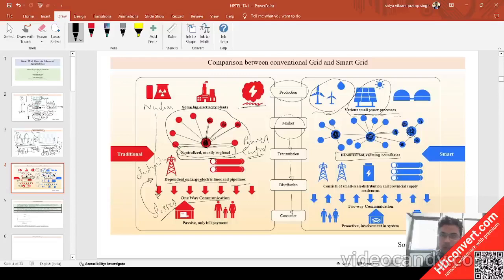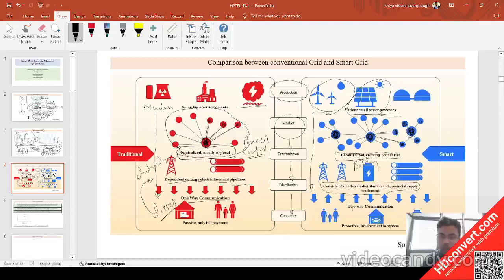Control is given to multiple authorities for controlling the power flow from the generation to the load. In between, it consists of small-scale distribution and provisional supply settlement systems, such as batteries for backup and other sources.